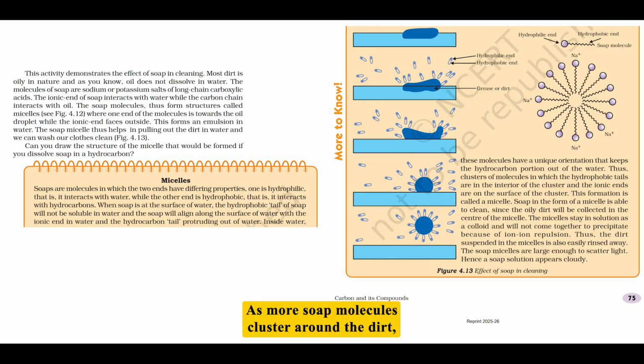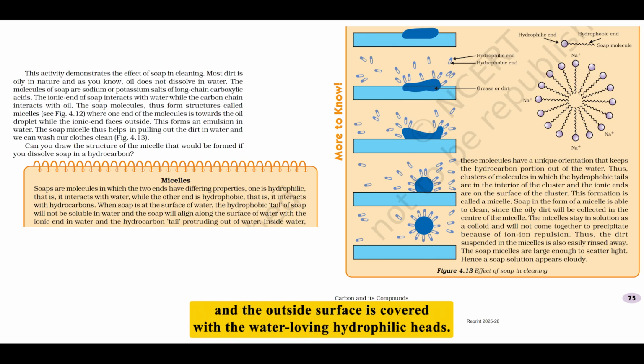As more soap molecules cluster around the dirt, they form a spherical structure called a micelle. The oily dirt is trapped inside the hydrophobic core, and the outside surface is covered with the water-loving hydrophilic heads. So the micelle traps the dirt inside, but its outside can mix with water. Yes, it forms an emulsion, tiny droplets of oil with dirt suspended in water, stabilized by the soap molecules. The micelle effectively lifts the dirt off the surface and carries it into the water.